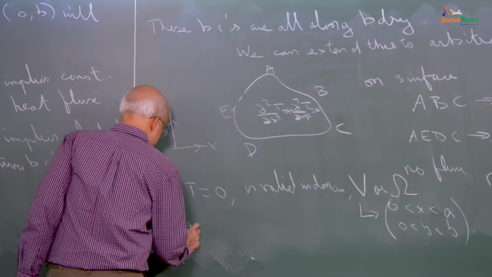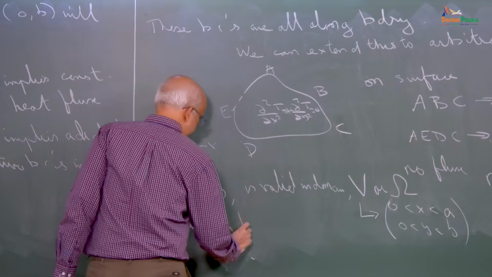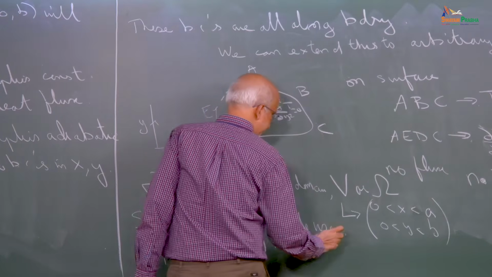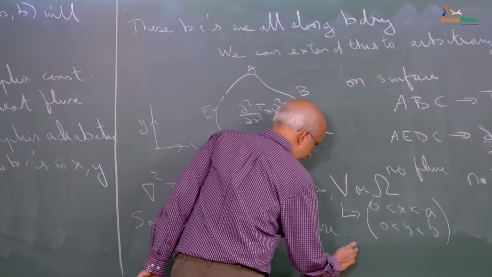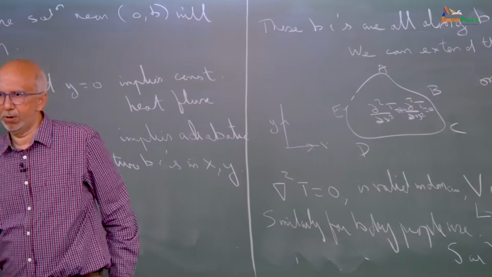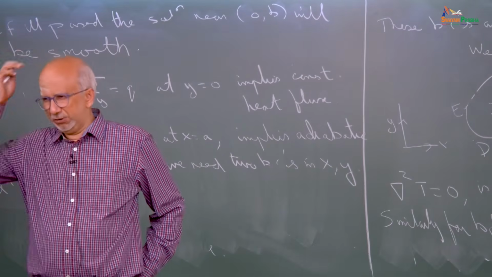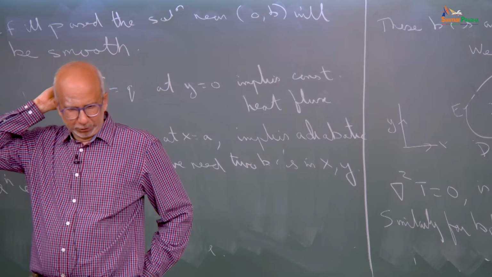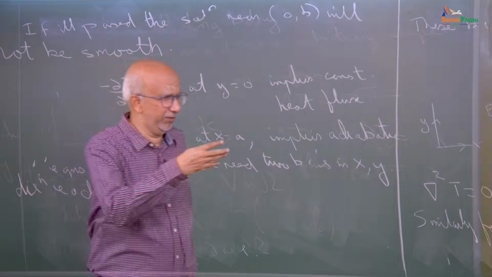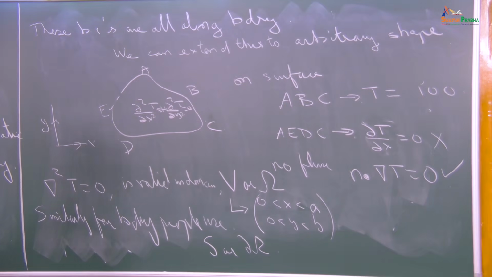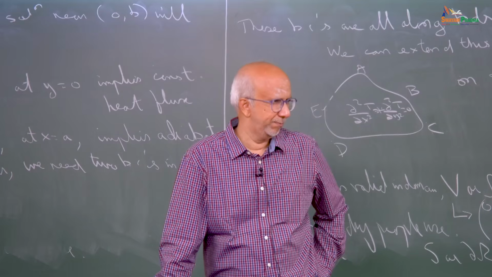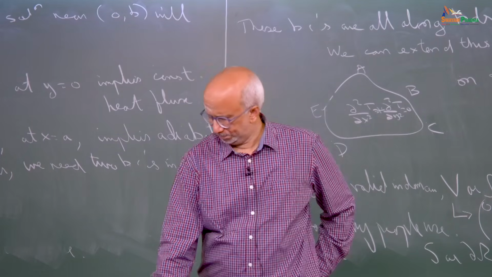Similarly, for boundary, people use S or dou omega. That omega is capital omega. Okay. I mean that is just notation. So, if you are suddenly reading something and you see some dou omega showing up, then you have to understand that that is the boundary. S is boundary, V is domain. Depending on different people, they use different notations. Okay. Because every time you can't write 0 less than x less than A, 0 less than y less than B, things like that. Okay.